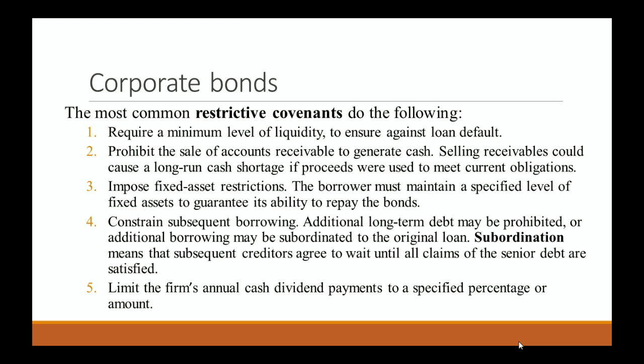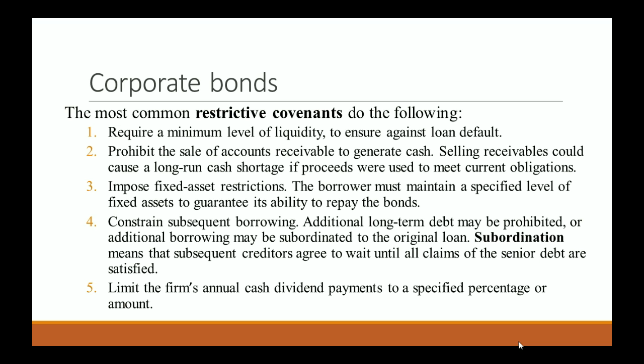Number 4, to constrain subsequent borrowing. So you as the bondholder have lent money to the bond issuer. So they already owe money to you. Now this would constrain them from borrowing money from anyone else until your money has been repaid.